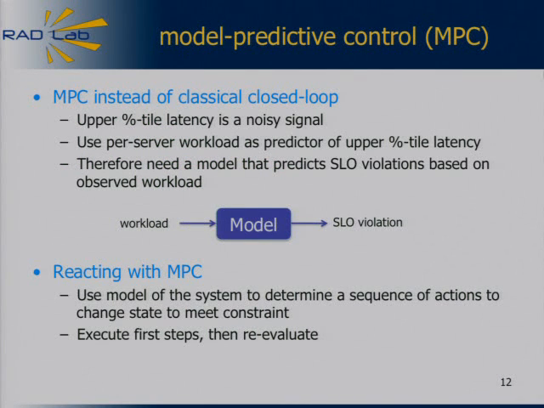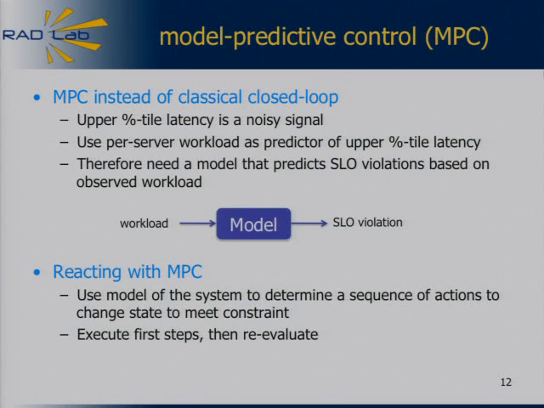So we've seen that the 99th percentile is kind of a noisy signal. So what we'd really want to do is have some other signal we can use that can give us information about what the latency would be, but it's not as noisy. So this is why we use model-predictive control. Instead of the noisy signal, we can use the per server workload as an indicator and a predictor of what the upper percentile latency would be. So pretty much we need this model that maps a workload to an actual SLO violation. And we don't actually care what the latency actually is. We just want to know, would there be a violation or not?